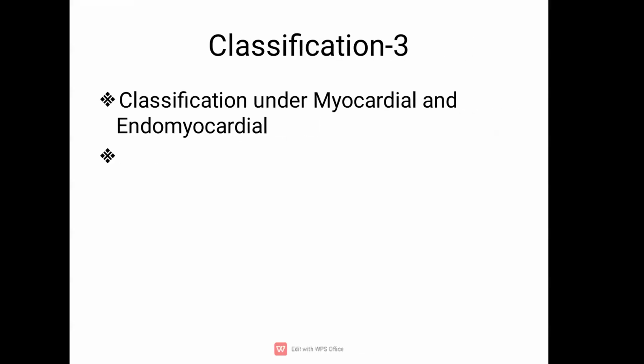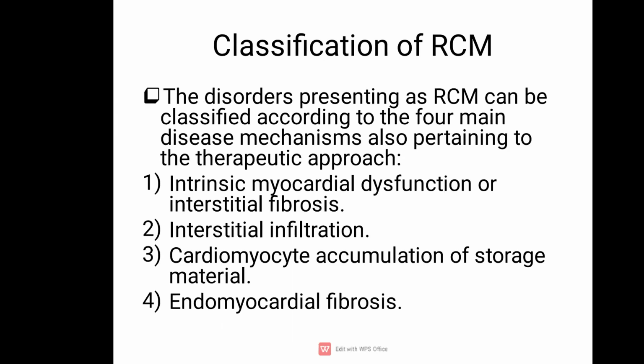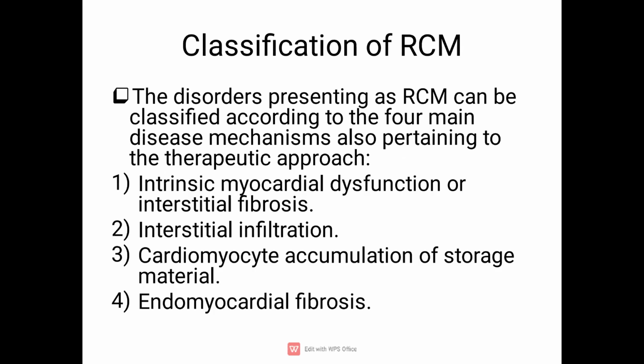Okay, sorry. Now, talking about the pathophysiology. No, sorry. This is another way you can also classify restrictive cardiomyopathy, based on the therapy approach. One, intrinsic myocardial dysfunction, or interstitial fibrosis, then interstitial infiltration. Examples of that interstitial infiltration are sarcoidosis, amyloidosis. Then you could have cardiomyocyte accumulation of storage materials, like in cases of Gaucher's disease, Pompe's disease, and other storage disorders. Then lastly, endomyocardial diseases, where you have endomyocardial fibrosis, low-flow endocarditis.